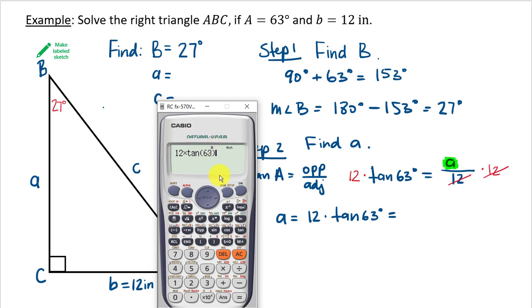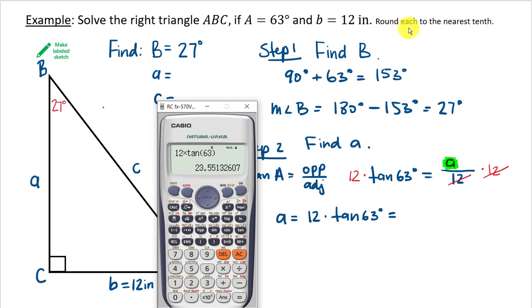Now on this particular calculator, to go from radians to degrees and back, I press Shift, then Set Up, and then I press either 3 or 4, depending on what units I need. So for degrees, I have to press 3. Okay, so everything looks good. Now I just press Enter, and I see what side A equals.